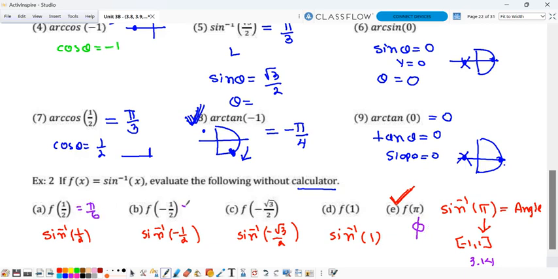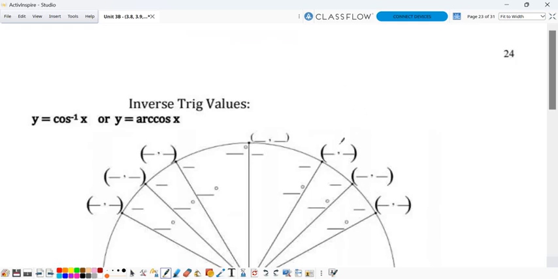This is pi over 6. This is negative pi over 6. This is negative pi over 3. Remember, fourth quadrant, everybody goes negative. And this is pi over 2. So practice with problems on the other side. This is just a review of the unit circle, how you should be looking at the circle. And in the next video, we will be talking about composition.